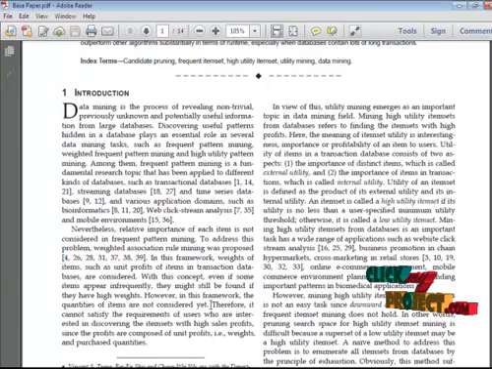This field is correlated with many fields such as artificial intelligence, machine learning, statistics, etc. The ultimate aim of data mining is to extract the information from data sets and transform it into a predefined, understandable structure for future use. That's the main goal of data mining.